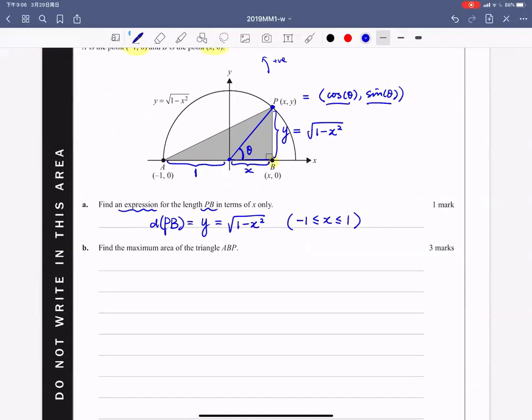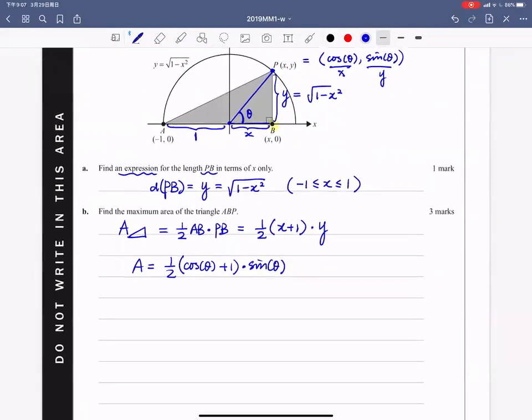And I should have, okay, the area of this triangle is half AB times PB. Half times base times height. Okay, half AB is x plus 1 times y. What is x plus 1? X is this guy here. This is your x. This is your y. Therefore, your A will be half, let's say, cosine theta plus 1 times sine theta.